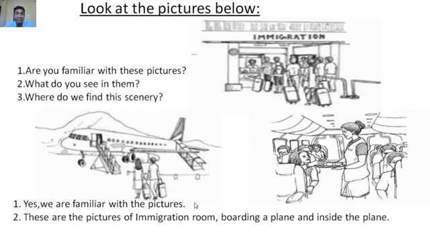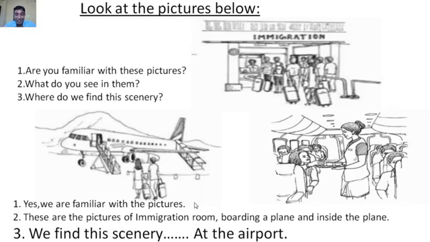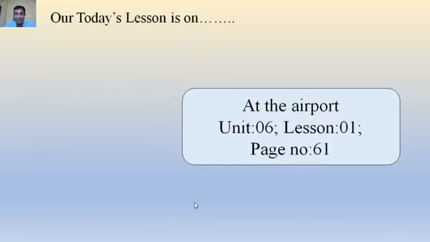Where do we find this scenery? Yes, you are right. We find this type of scenery at the airport. So can you guess what we are going to discuss today? Yes, we are going to discuss the topic At the Airport. Unit 6, lesson 1, page number 61. So dear learners, open page number 61 of your English for Today.